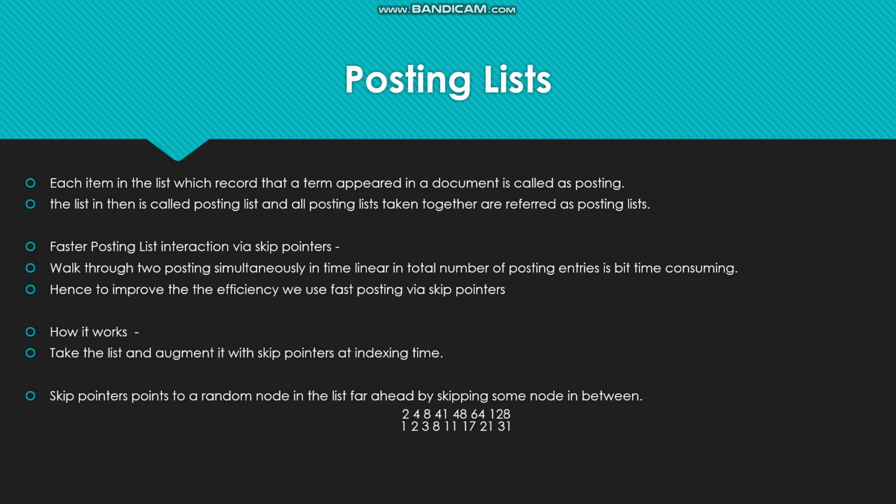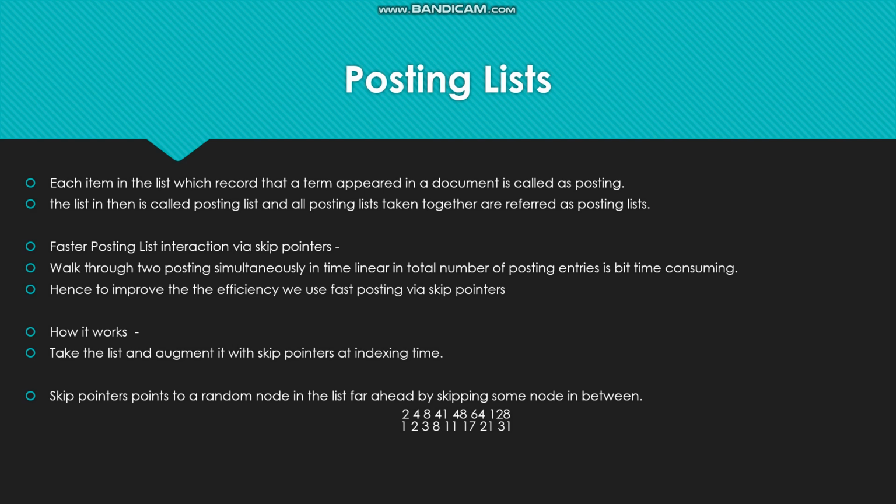So the posting list is an important feature of information retrieval. How the posting list works is that each item in the list is called a posting, each of which is a term entry, and altogether that list is called a posting list. The best feature of the posting list is that it provides us a skip pointer feature. The reason we use skip pointers is that if we are going through two lists simultaneously and linearly, it takes a lot of time. To avoid that and process our work efficiently, we use skip pointers.